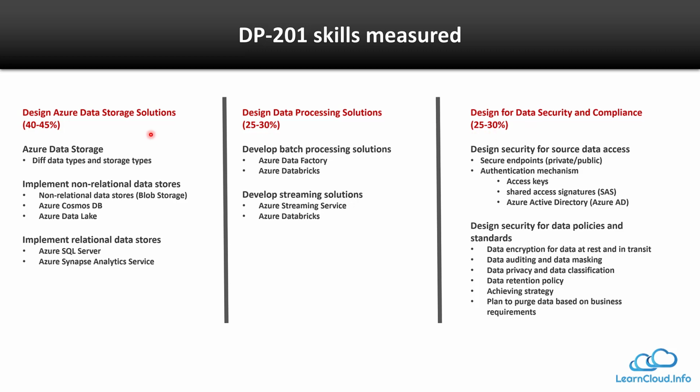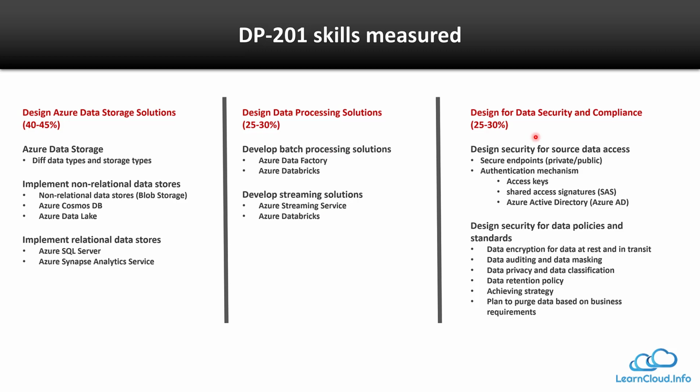If you look at the first section, this is very similar to the DP-200 exam. In this we will discuss different data types and storage types. We will again take a look at blob storage, Cosmos DB and data lake, but from the design perspective. And again we have SQL Server and Synapse Analytics from the design perspective. Similarly, in processing also we have topics similar to DP-200. We have Azure Data Factory, Databricks, streaming services, and in this we have Azure Databricks from a streaming perspective also. And of course all these technologies we will look at from the design perspective.